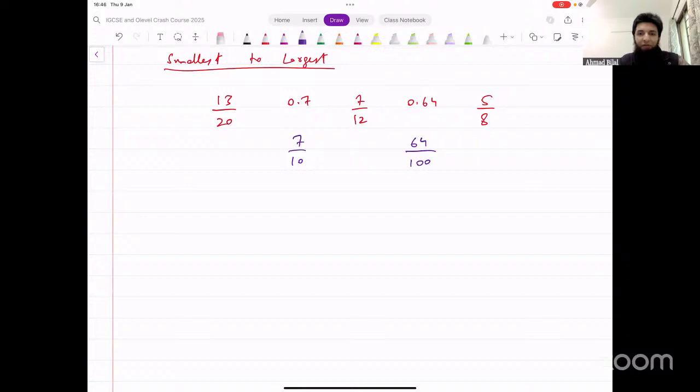Now we've got these fractions. How do we compare these fractions now? To be able to compare these fractions, we need to have the same denominators. If we can convert them to a form such that they have the same denominators, then we would be able to compare them. Now, how can we have the same denominators? We've got 10 here, we've got 100 here.